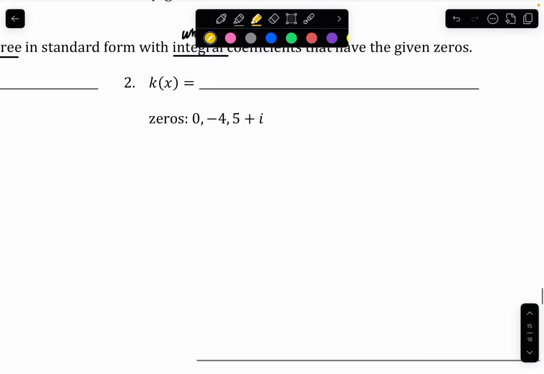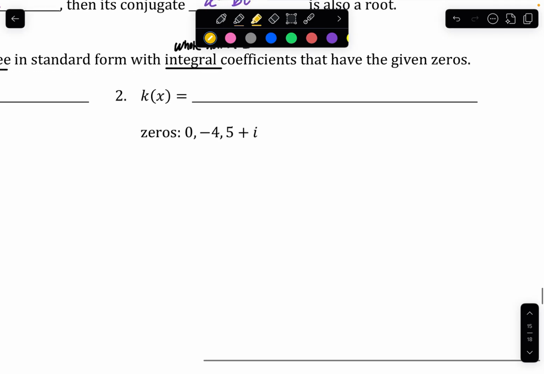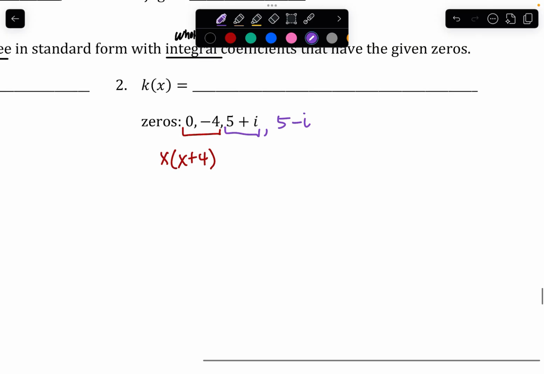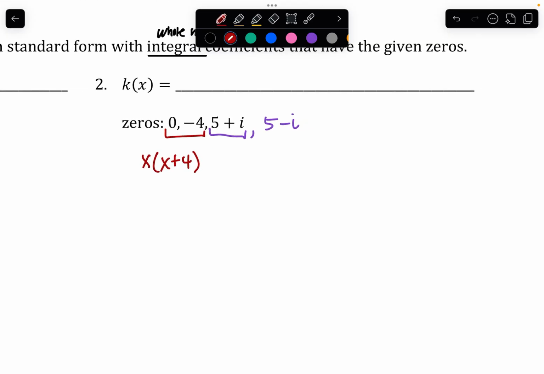Okay, this next one is where our sum and product rule come into play. So I have two reals, 0 and -4. So I know x minus 0 would be a factor. I'm just going to write x. And then x plus 4 would be a factor. This other one is a complex root, which means its conjugate is also a root. Okay, and so that's where I'm going to want the sum and product rule. So I'm going to go ahead and multiply the first pair, x squared plus 4x. I'm going to leave that in parentheses because I'm also going to have to multiply it by this result.